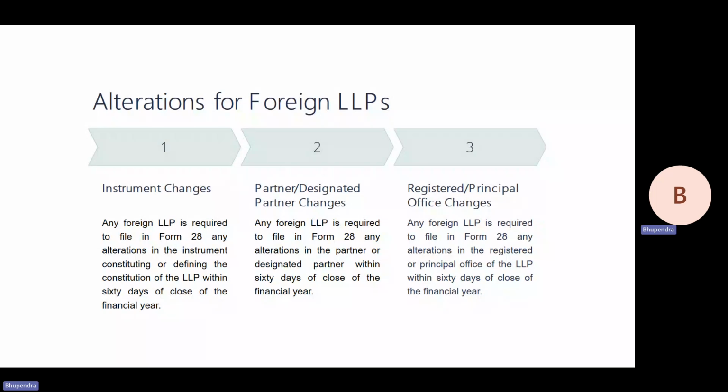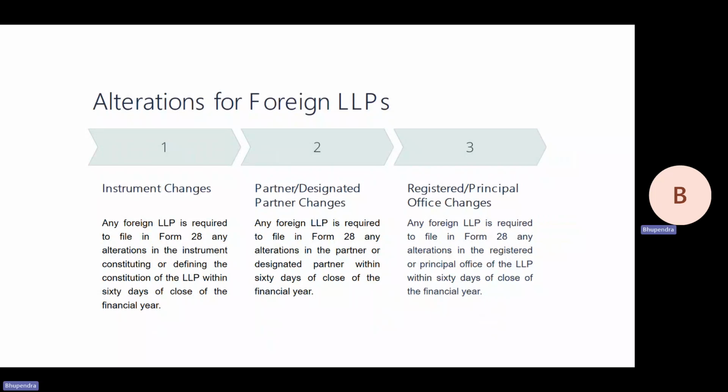So alteration in foreign LLPs. There can be alterations like name of designated partners, offices, principal offices, partnerships, partners, number of partners, addition, deletion. So any foreign LLP is required to file in Form 28 any alteration in the instrument defining the constitution of LLP within 60 days.